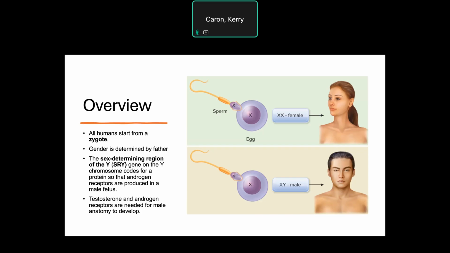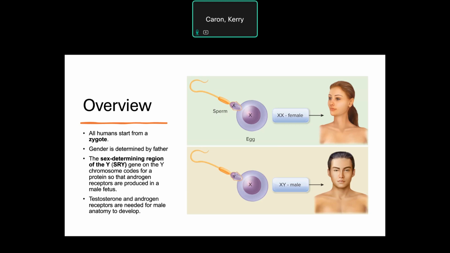So all humans start from what we call a zygote. So the sperm is the male gamete, and the egg, or the ovum, is the female gamete. And when the sperm and the egg meet, it forms a zygote. The female eggs are always XX. There are two gene markers, and they're always XX for female on the sex chromosome.